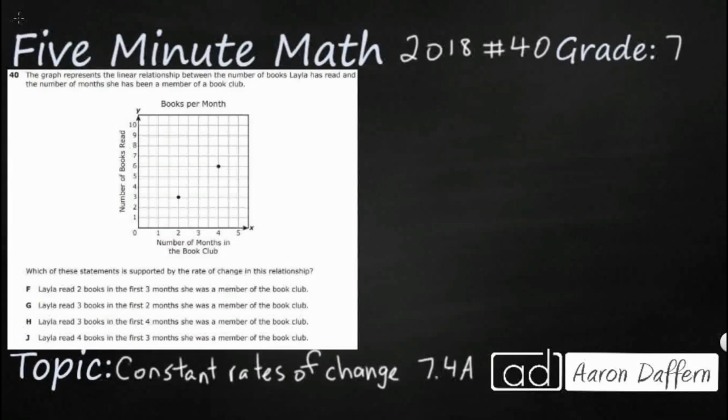Today we are looking at the 7th grade concept of constant rates of change. This is standard 7.4a in the great state of Texas, and we are using item number 40 off the 2018 released STAAR test. If you have not done so already, please go ahead and take a moment to pause the video, work this problem out on your own, unpause it, and then we will look at our answers together.